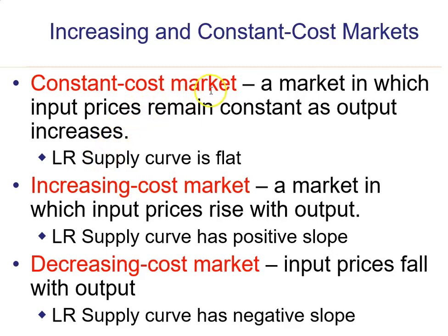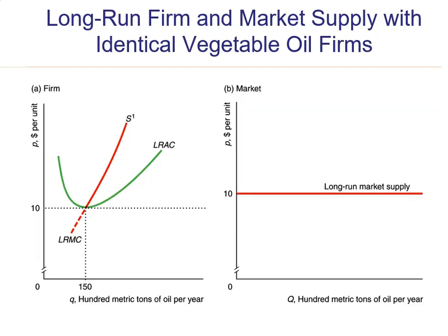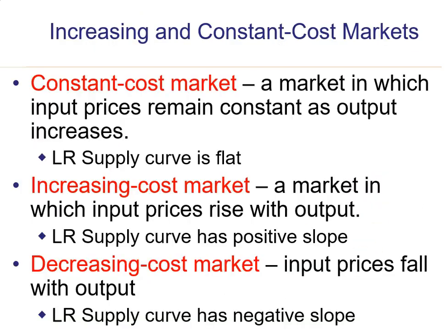So the constant cost market, this image where you have a long-run market supply curve that's horizontal. This is a market where input prices remain constant as your output expands. If that's the case, as you expand your output and your input prices are not changing, then you have yourself a supply curve in the long run that's flat.